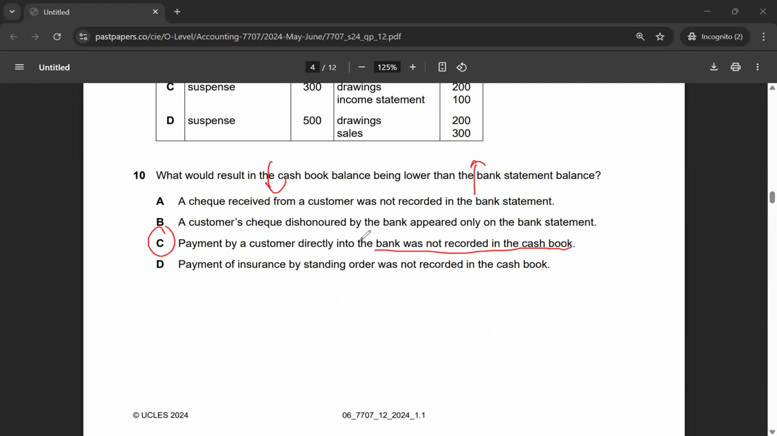Because the customer paid directly to the bank, it's not shown in the cash book, right? He or she paid directly to the bank, and this is why the owner of the business could not know that the cash from the customer was received, and therefore the cash book balance would be lower than the bank statement balance. So the correct answer for multiple choice 10 would be option C.